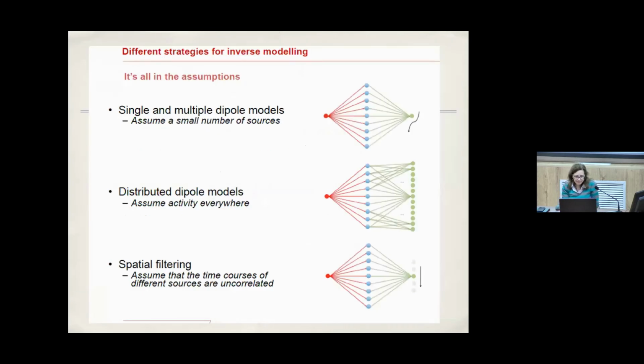So the other, and now most commonly used technique, because now the computer has better power and ability to reconstruct, is the distributed dipole model. It is assumed that activity is everywhere, and you define pixels in the brain and calculate what can be in these particular pixels. Another technique is spatial filtering, also widely used now, and I like it. The form is beamformer analysis. It assumes that time courses of different sources are uncorrelated, so it tries to find the most independent sources in each pixel, and keeps only them.